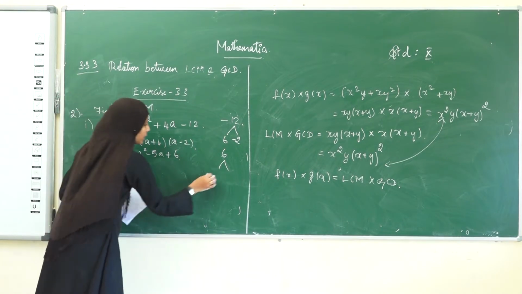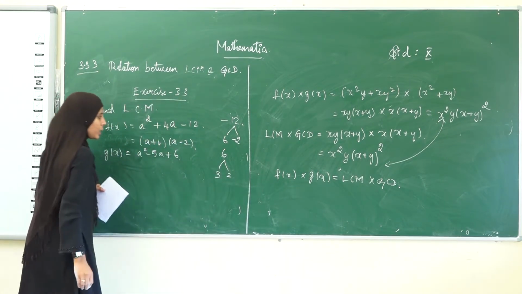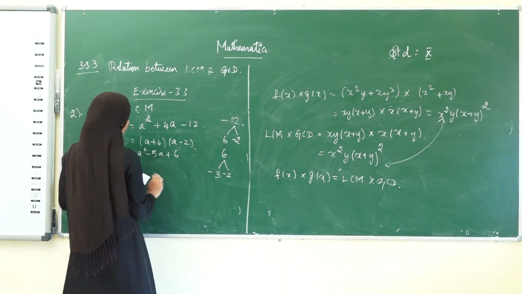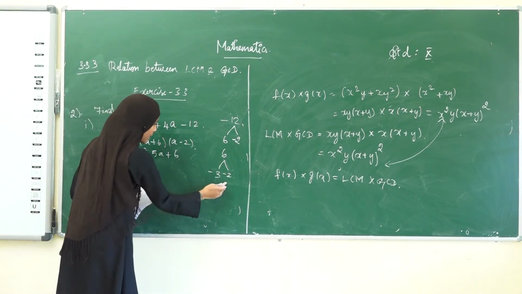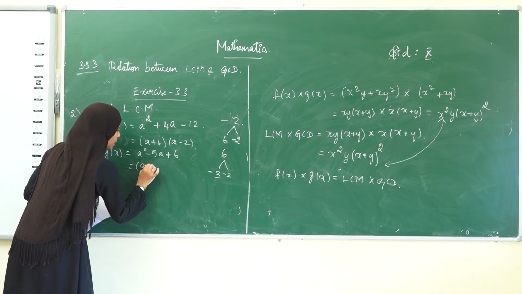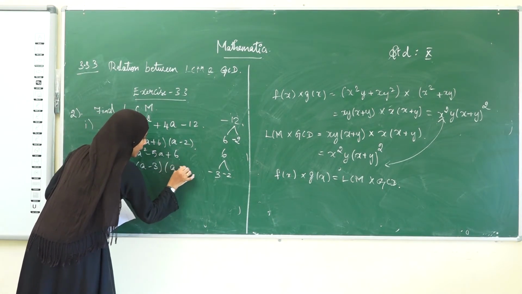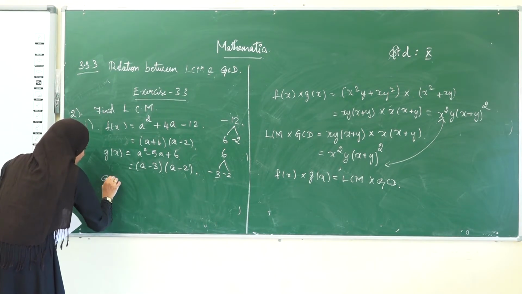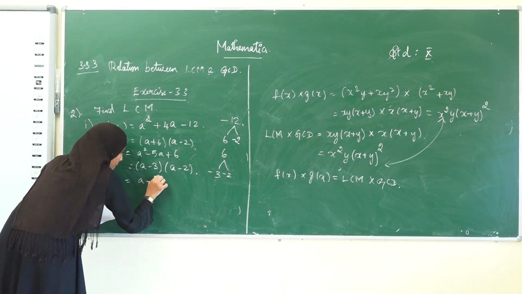Factorize it. See, it's 3, 3 into 2 is 6. See, it is only plus, but we should get minus 5 while adding that. Therefore, minus 3 and minus 2. Therefore, this can be written as a minus 3 into a minus 2. See, they have given the GCD as a minus 2.